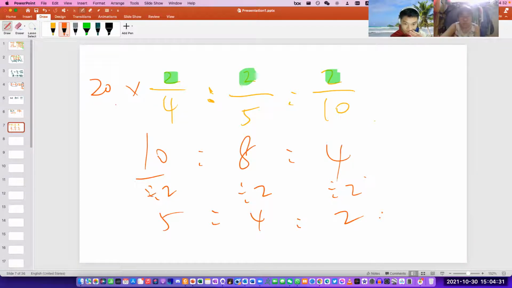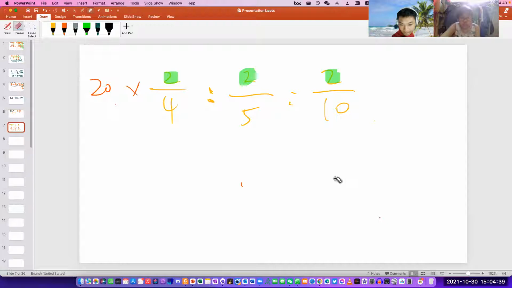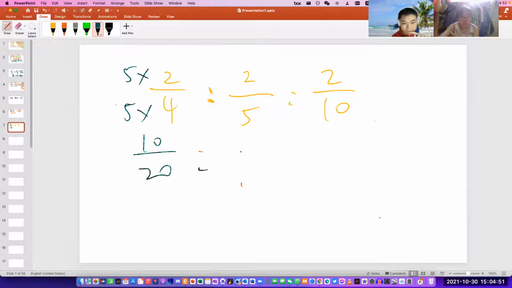Okay. So you need to get rid. So basically, how you do this question is you need to make the denominator the same first. So make the denominator the same. How do you make the denominator the same? Times 5 times 5. So it's 10 over 20.